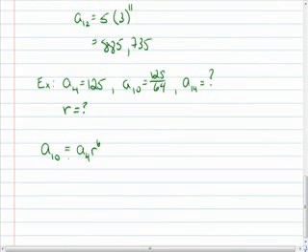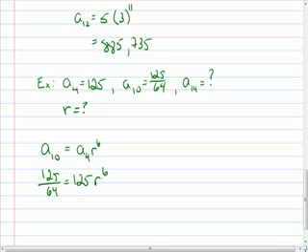So if we know A10, we know A4, we can find R to the 6, because that'll give us one equation, one unknown. So let's see, A10 was 125/64. A4 was 125. Divide both sides by 125, and you have 1/64. It's R to the 6th.